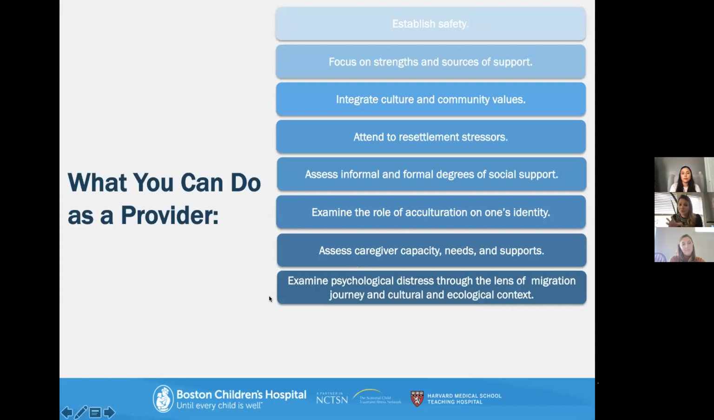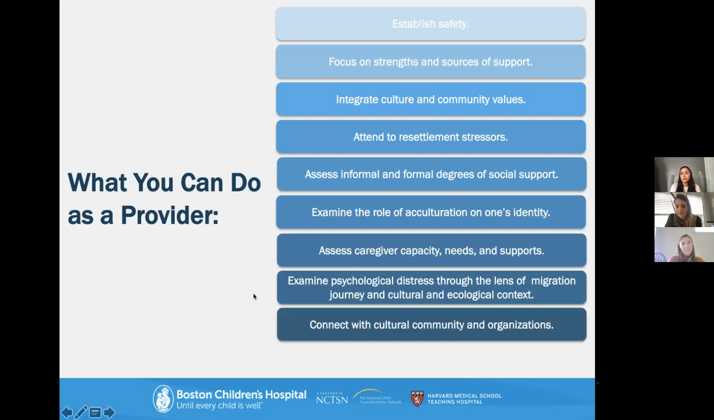And then after all of this is done, really examining psychological distress through the lens of their migration journey, and their cultural and ecological context. It's not just a trauma narrative, but, like we said in the beginning, really rooted in the cultural and ecological systems that they have experienced, and the stress along the way, and then teasing those apart and understanding where they fit in that narrative.